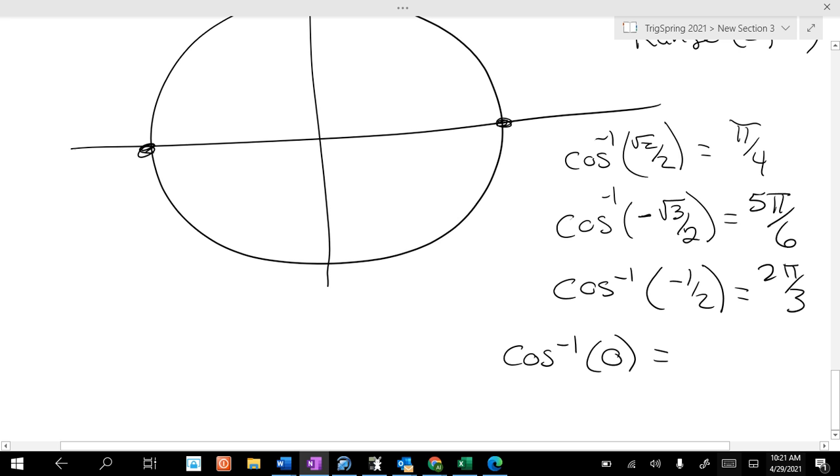0. What is it? No, man. Come on, man. Pi over 2. At pi over 2, the cosine is 0.